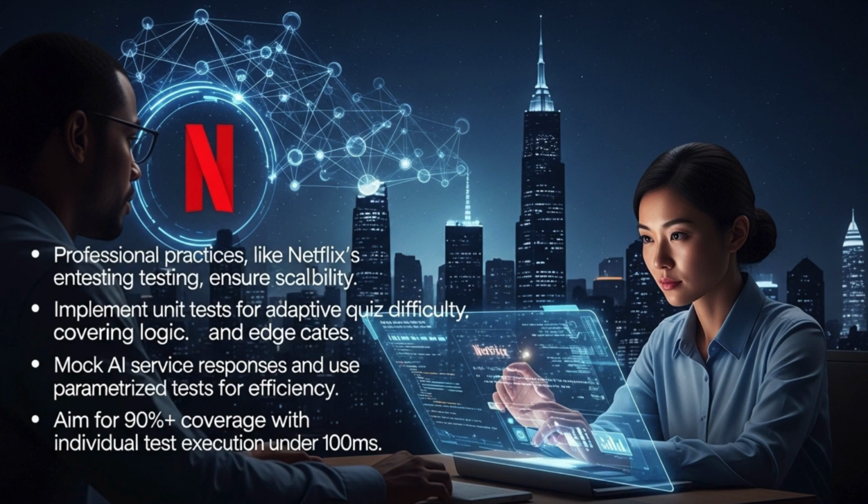Now, for your assignment challenge, I want you to implement unit tests for a brand new feature, adaptive quiz difficulty. This system should dynamically adjust question complexity based on user performance patterns. Your tests must cover the performance calculation logic, the difficulty adjustment algorithms, and all those tricky edge cases like new users or perfect scores, along with AI API failure scenarios.